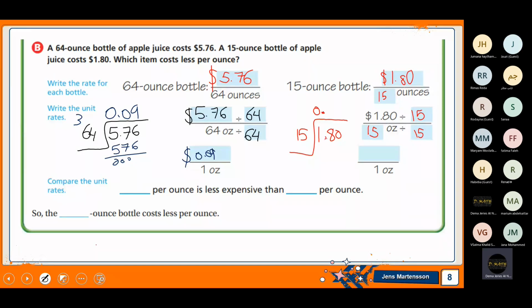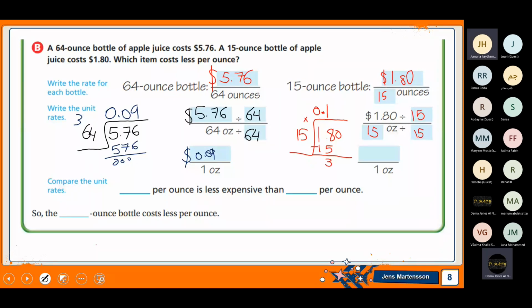Now 18 over 15. It gives me 1. Bravo. 1 times 15 is 15. So 3. Then what do you have to do next?